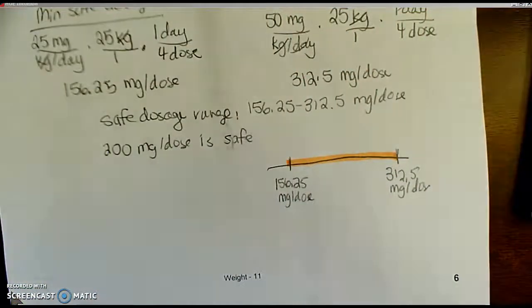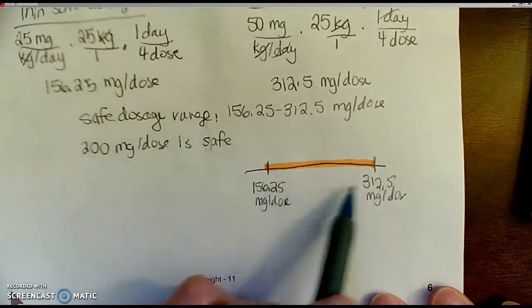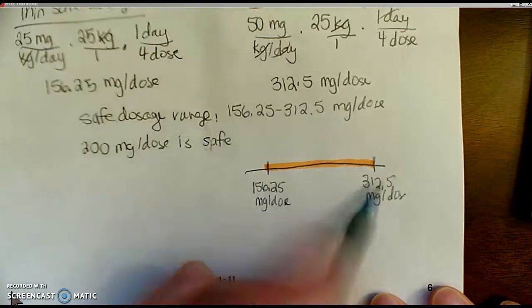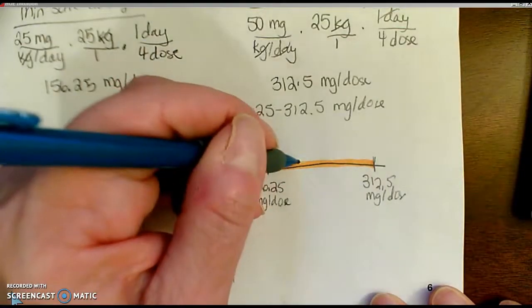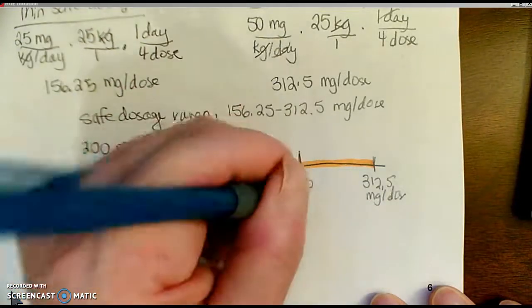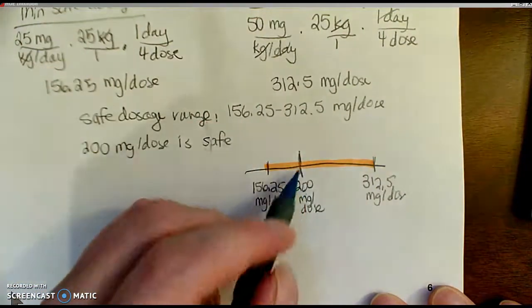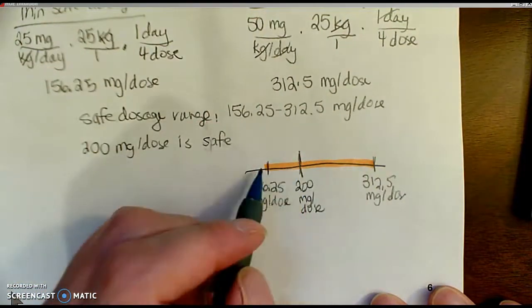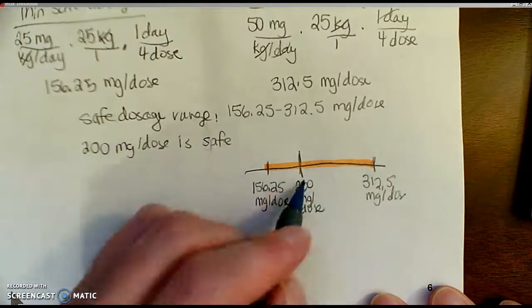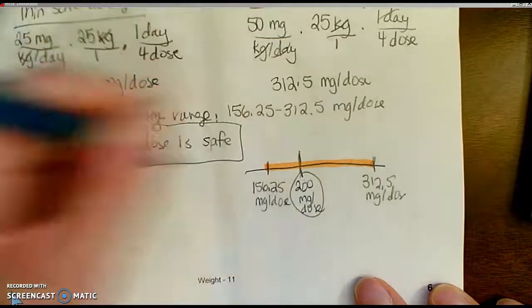So where does 200 fit on this number line? Well, 200 is more than 156 and less than 312. It looks like it's somewhere around here. So this would be the 200. And what's really important is not so much exactly where this is, but the fact that it's in the safe dosage range. It's between the minimum and the maximum. So it is a safe dosage. So there's one part of our answer.